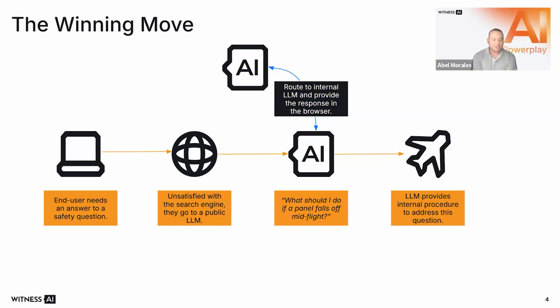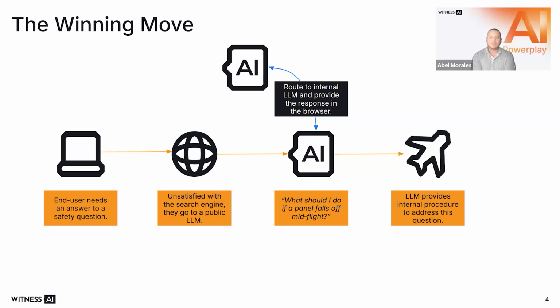This is where we have an end user looking for aircraft safety answers, again unsatisfied with what they're finding internally and what they're finding online within Google or Bing or any of these search engines. So they go to a generative AI app. One of the things we're able to do is understand the intention behind the prompt a user is entering. In this case, we understand that this user is entering a prompt around panels falling off mid-flight.